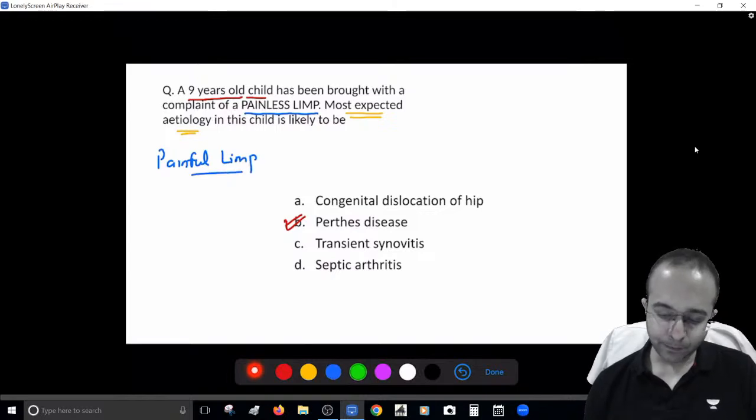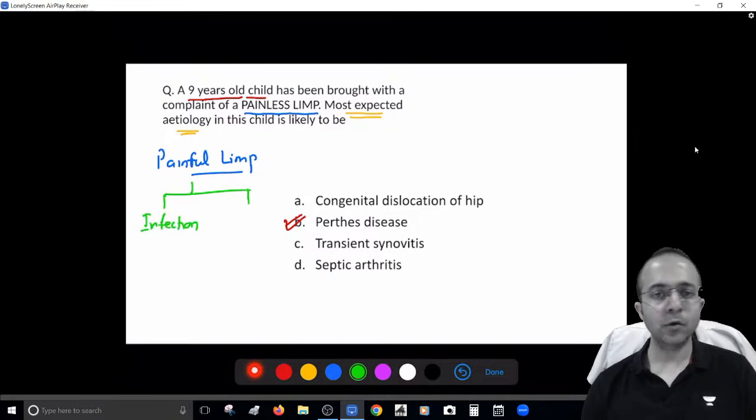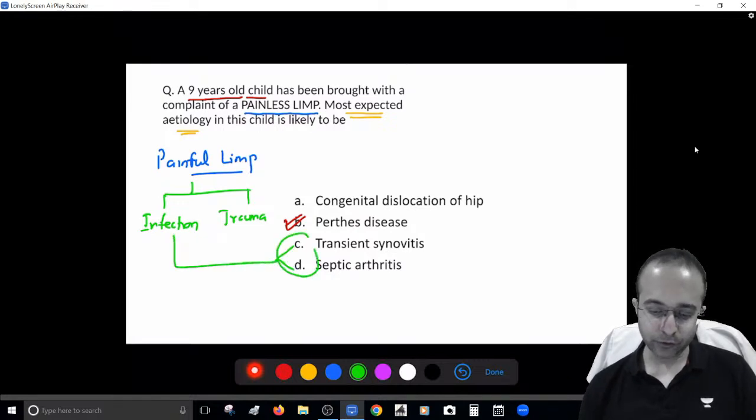Now limp is painful in either of the two scenarios. One, there is infection or some kind of inflammation, or if there is trauma, some fracture, something like that, some physical injury. Now these would be the scenarios of infection, so you're going to get a painful limp in transient synovitis and septic arthritis, so these options are out.